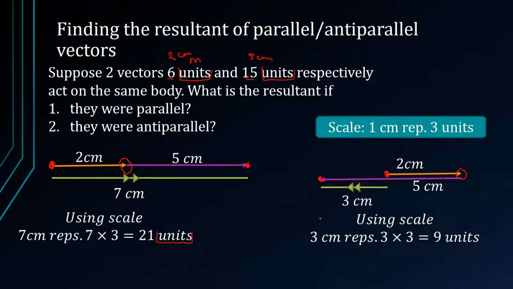And this is how you do parallel or anti-parallel vectors whenever you're given a particular direction. Please note that the resultant also gives the direction in which the vector quantity would act along with the magnitude of it.